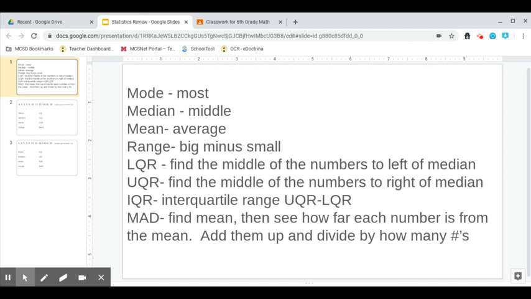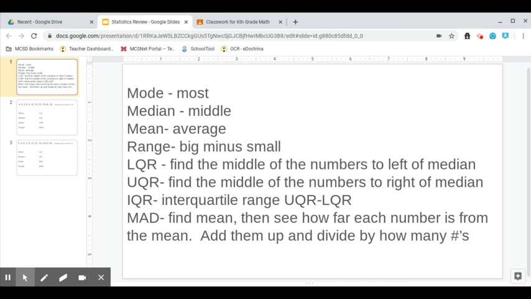The mean is the average. You add up all the numbers and divide by however many numbers there are. So if you have 1, 2, 3, you add up 1 plus 2 plus 3, you get 6. I just added up 3 numbers, so the average number is a 2. Okay? Range is big number minus small number. If the numbers go from 1 to 10, the big number is 10, the small number is 1. 10 minus 1 is 9. That's range, big minus small.